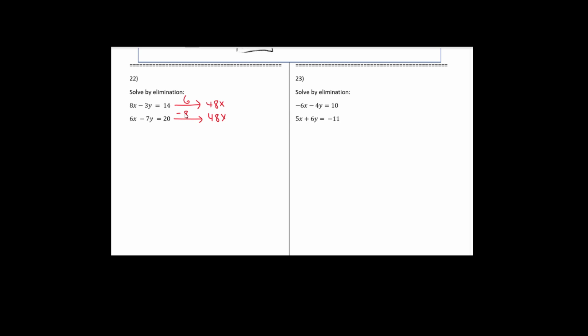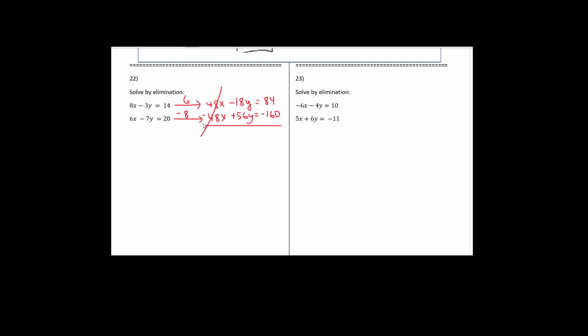So that means I'm going to force a negative down here. By doing that, now 6 times negative 8 is negative 48. They will cancel. So I know the numbers are good to go. So I'm going to multiply the rest of the numbers. So negative 3y times 6 is negative 18y, 14 times 6 will be 84. And then negative 7 times 8 is positive 56y, and then 20 times negative 8 is negative 160.